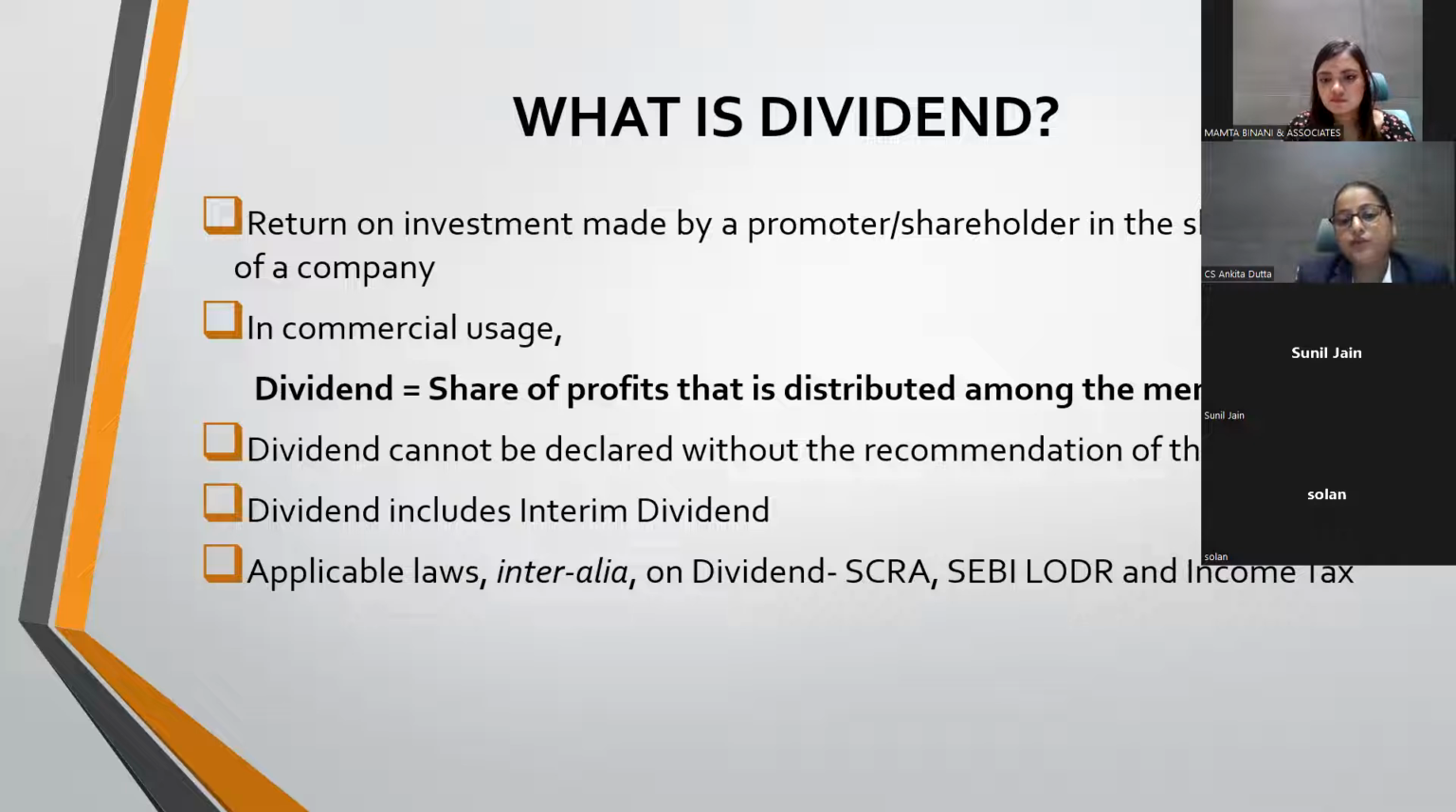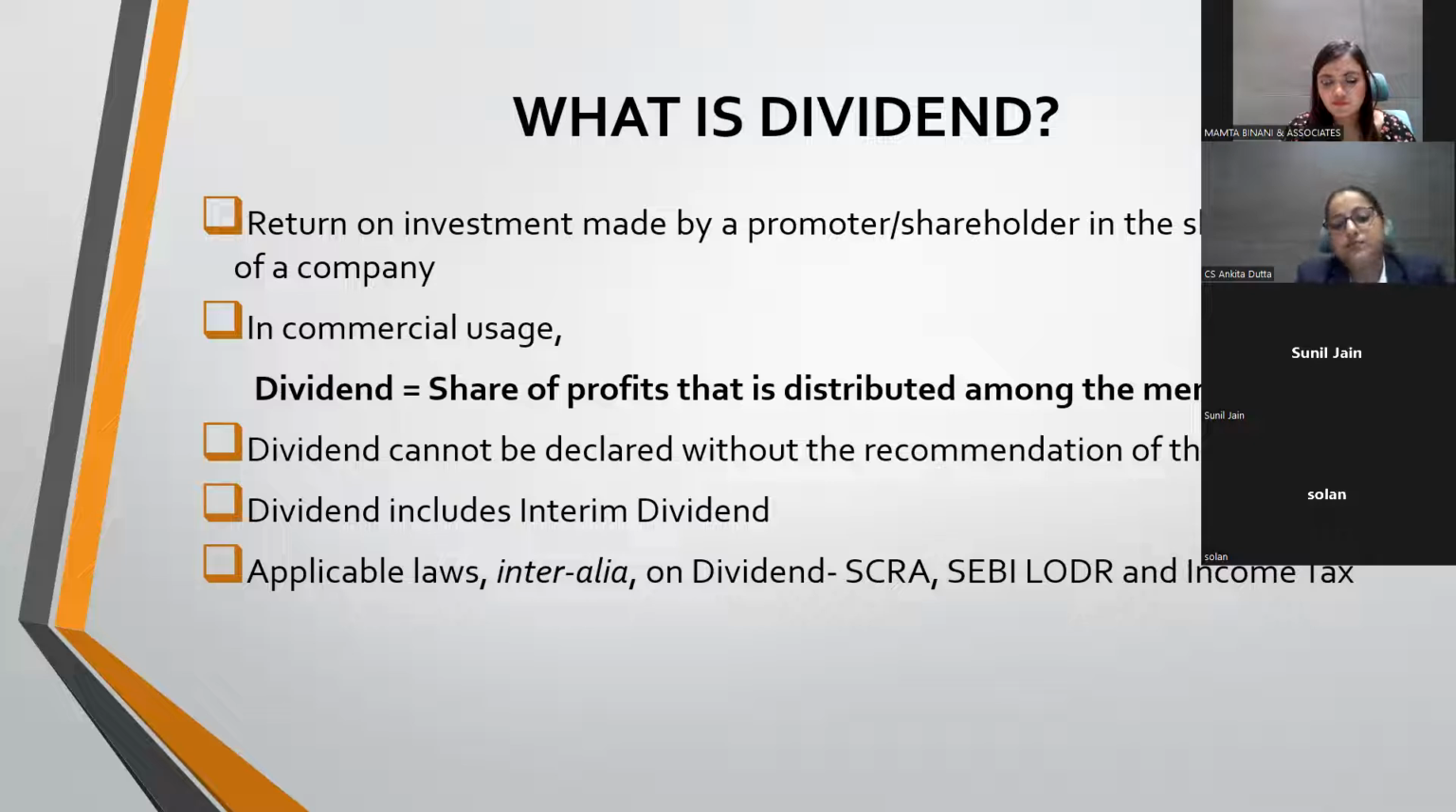Now, dividend cannot be declared without the recommendation of the board. Whether it is final dividend or interim dividend, the board must first recommend the amount of dividend. As I have already told, dividend includes interim dividend also. Final dividend can be declared only at the AGM, and interim dividend can be declared at a board meeting, which means for declaration of interim dividend, approval of the members or shareholders is not at all required.